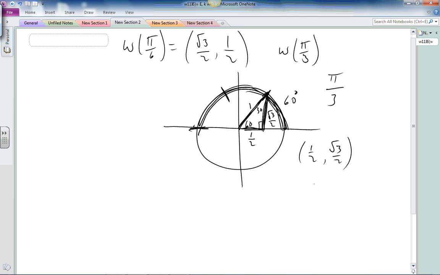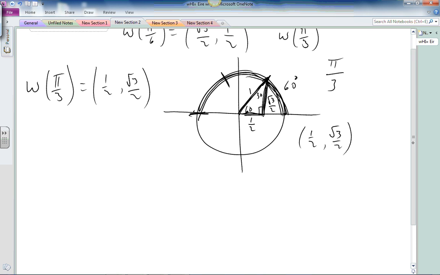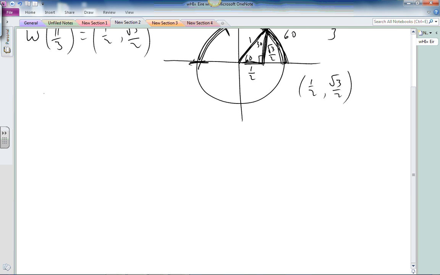So the way I would say it then is this. The wrapping function of pi over 3 is equal to 1 half, comma, square root of 3 over 2. So at this point, I think what you should be asking yourself is this. If we're talking about w of pi over 6 versus w of pi over 3, how do you keep it straight in your head which one's which? Is it 1 half, comma, square root of 3 over 2, or is it square root of 3 over 2, comma, 1 half? And here's the way I do it.